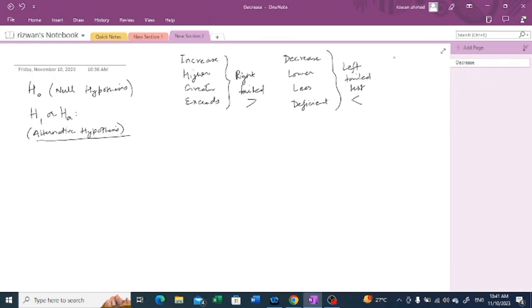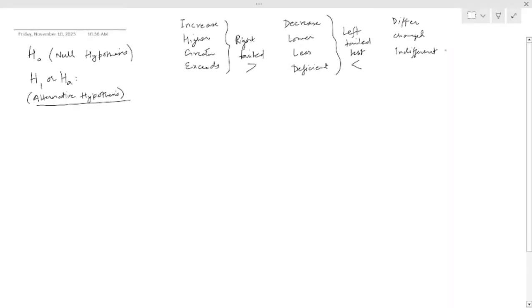Similarly, if the words differ, changed, and indifferent are given, then we indicate this test as a two-tailed test.